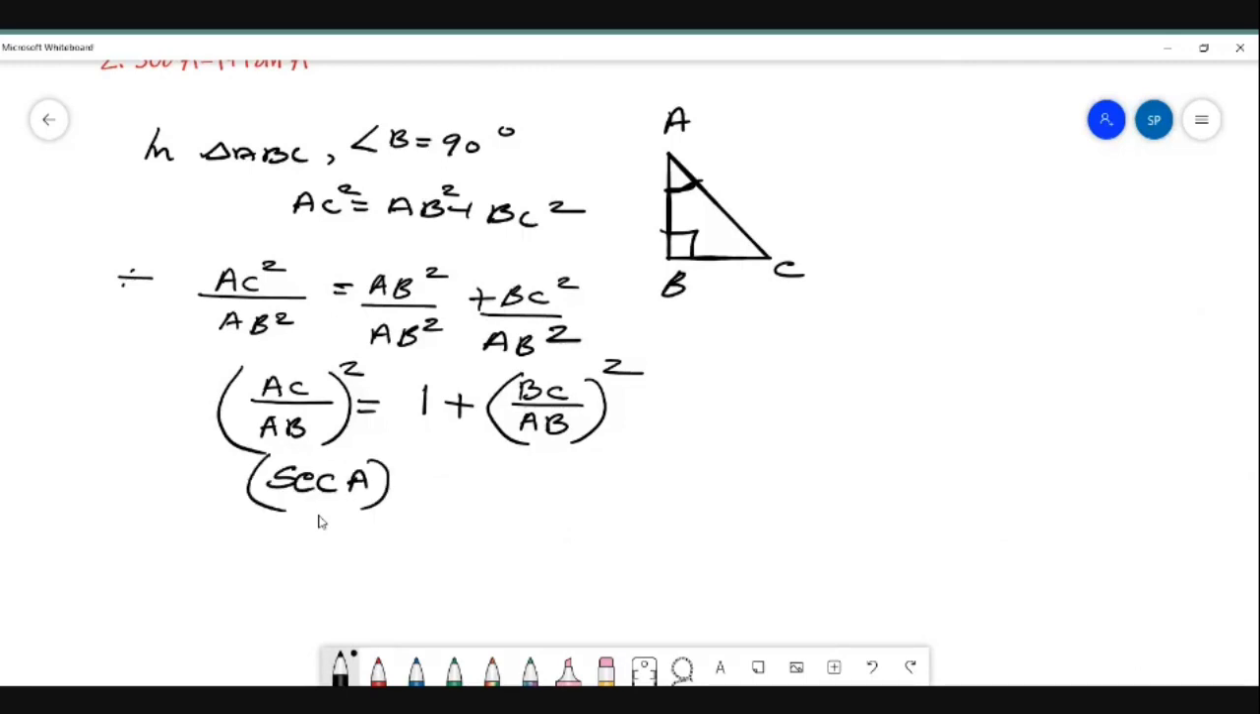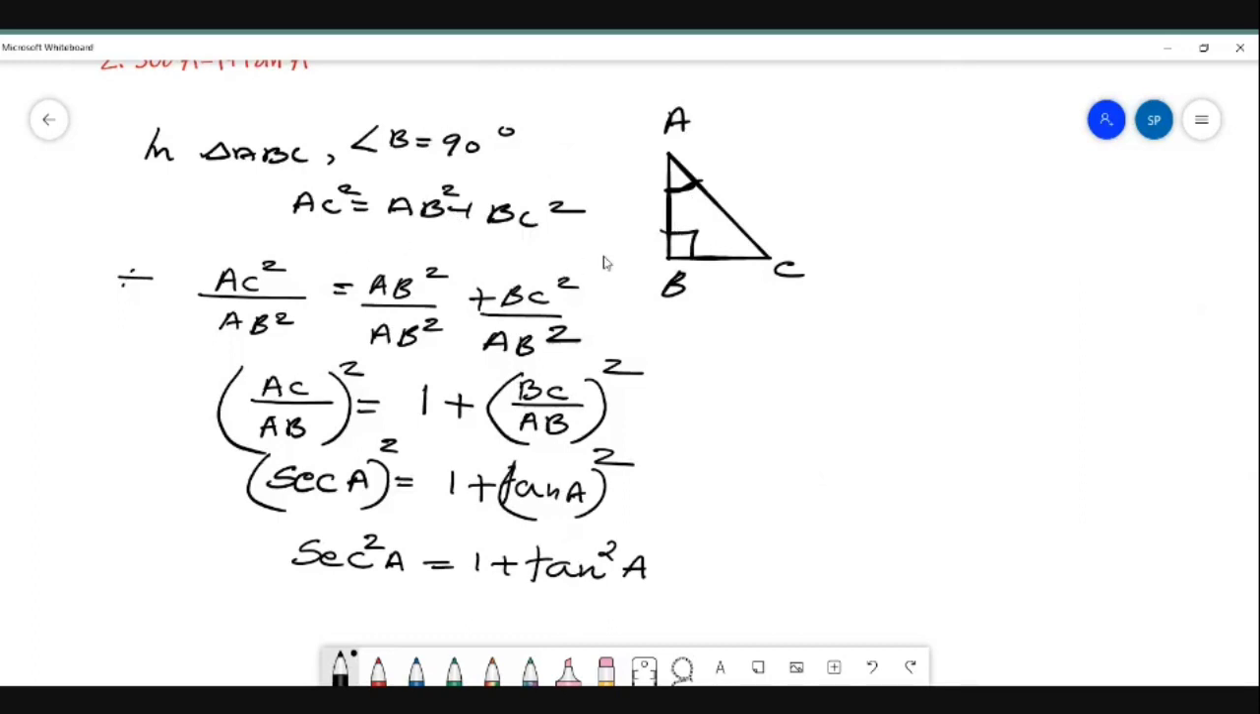Sec A whole square equal to 1 plus. Now BC. BC is the opposite side with respect to A. Opposite side divided by adjacent side is called tan of an angle. That is tan A. So it is tan A the whole square. So we can rewrite it as sec square A equal to 1 plus tan square A. This is the second identity.